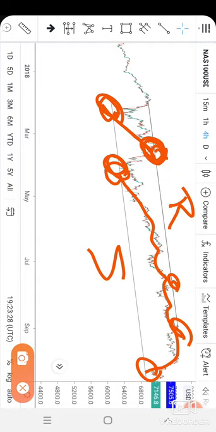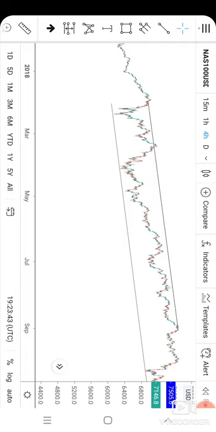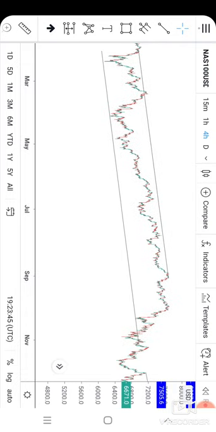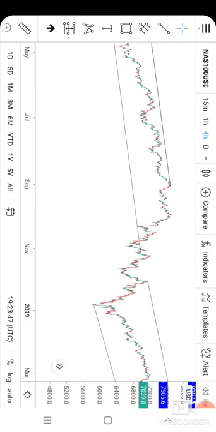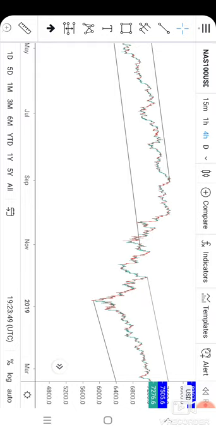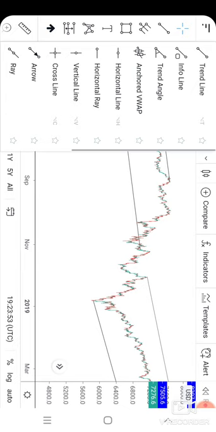Then it went up to hit this level, and now it's coming back down, and as soon as it hits our resistance, it will retrace. As soon as it hits our resistance, it will definitely retrace. You understand? And that's a lot of money. So you see, we have that retracement there. We have that retracement.